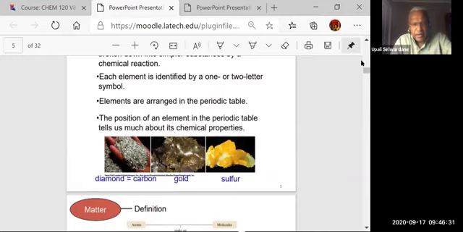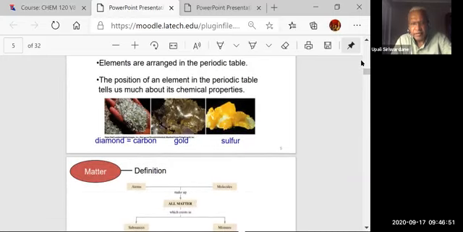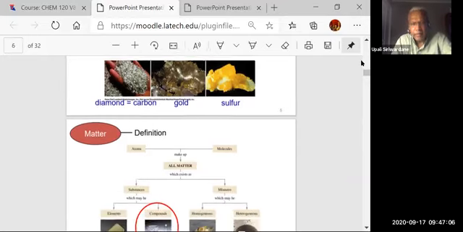So here we have diamond, gold, and sulfur. The diamond and sulfur are nonmetals. Diamond is an allotrope of carbon. Carbon has several forms: diamond, graphite, buckyballs, and stuff like that. The gold nuggets here in that rock are a metallic element.